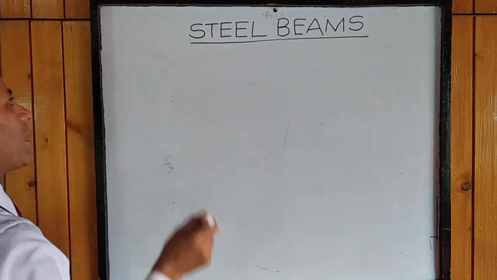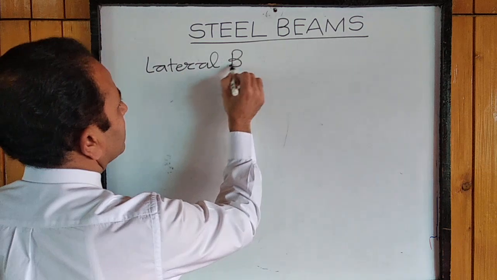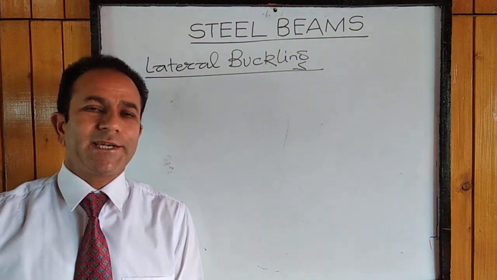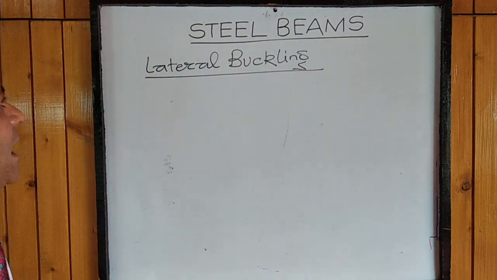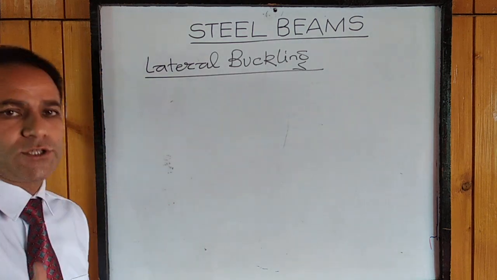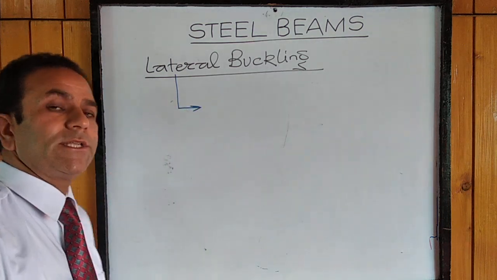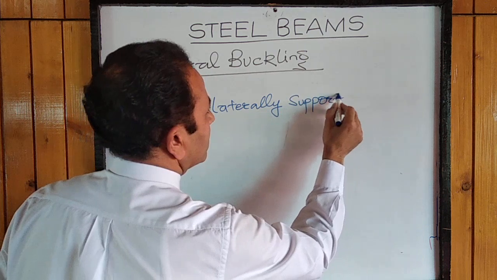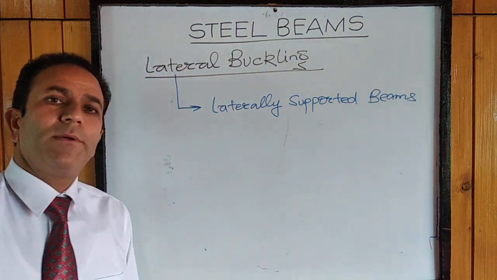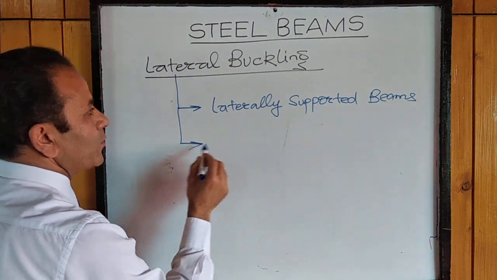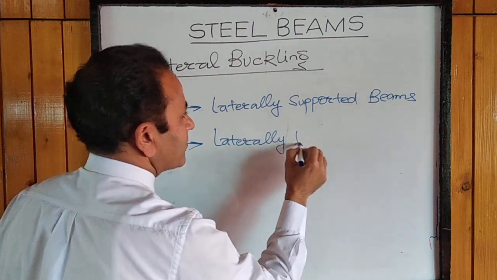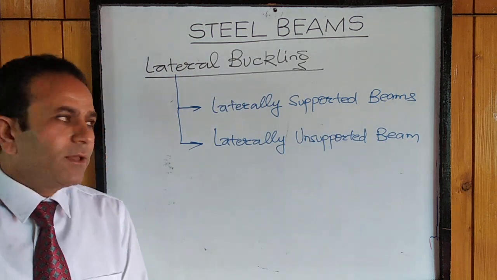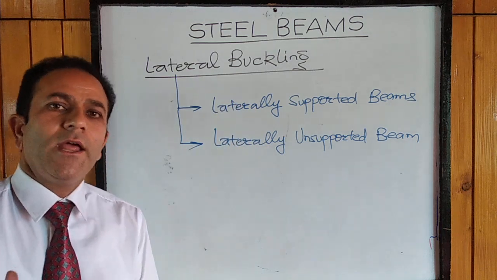Then we have lateral buckling. The compression flange of a steel beam has a tendency to buckle out of the plane of loading. So that compression flange needs to be supported so that this lateral buckling does not take place. Depending upon this lateral buckling, the steel beams are classified as laterally supported beams, or laterally restrained beams. Or if lateral supports are not provided, then we will have laterally unsupported beams, or laterally unrestrained beams.